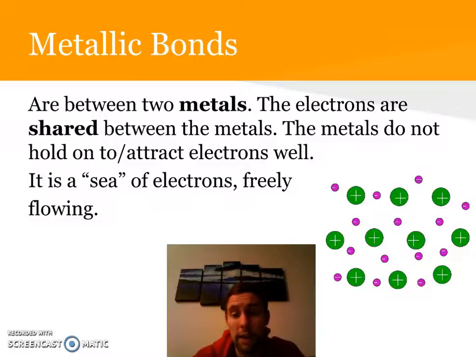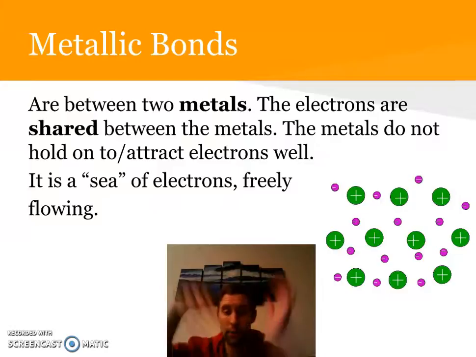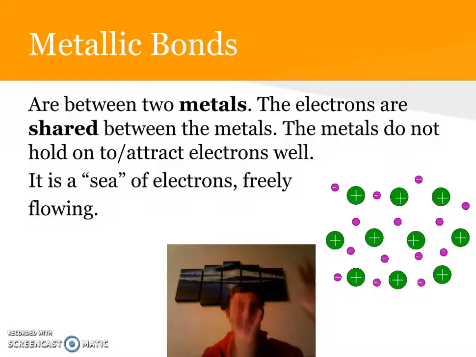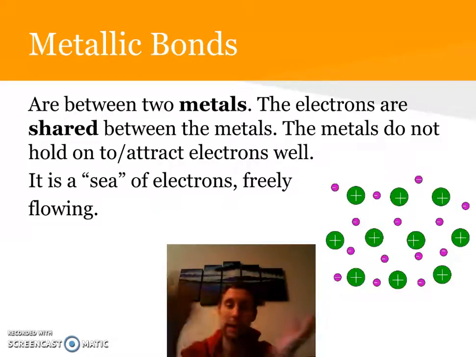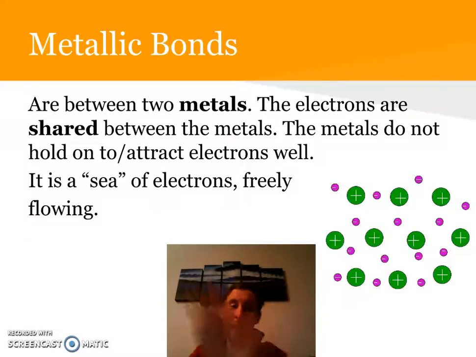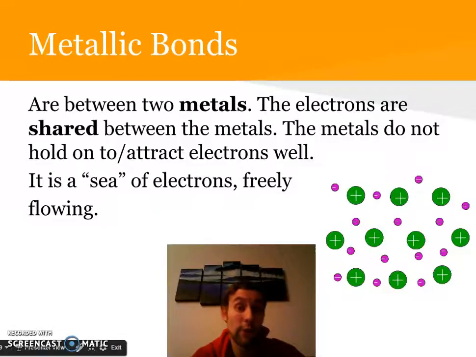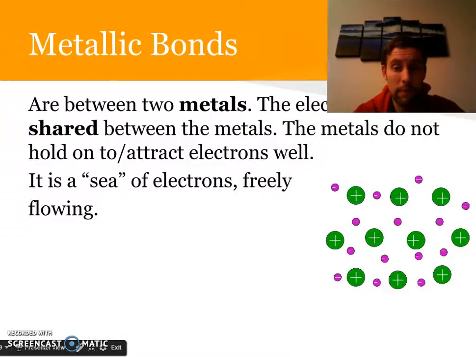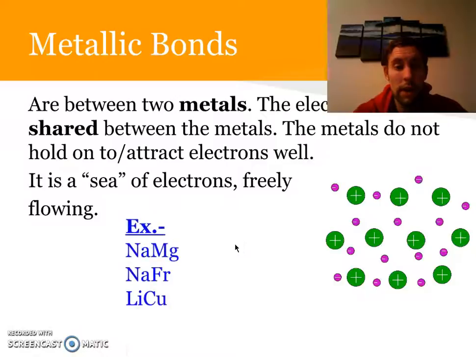It's more like they have a sea of electrons. The electrons just kind of flow around and have this weird little dance going around where the electrons are just floating between all the nuclei and they have no standard place they have to be. They have to have the right number of protons and electrons to make it neutral, but they don't stick to any one set place. That's why they're so malleable and can move around. Examples, any 2 metals together. Sodium, magnesium, sodium and francium, lithium and copper, take your pick.